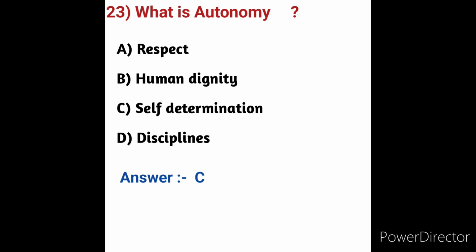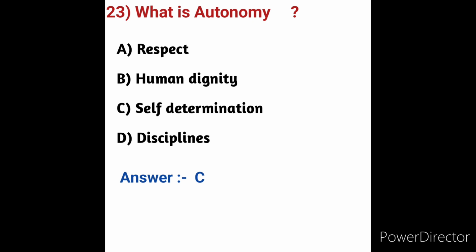Autonomy is about a person's ability to act on his or her own values and interests. Autonomy is a Greek word, and its meaning is self-governance and self-determination. Here in these options there is no self-governance, but option C, self-determination, is there. So what is autonomy? Option C, self-determination, is the correct answer.